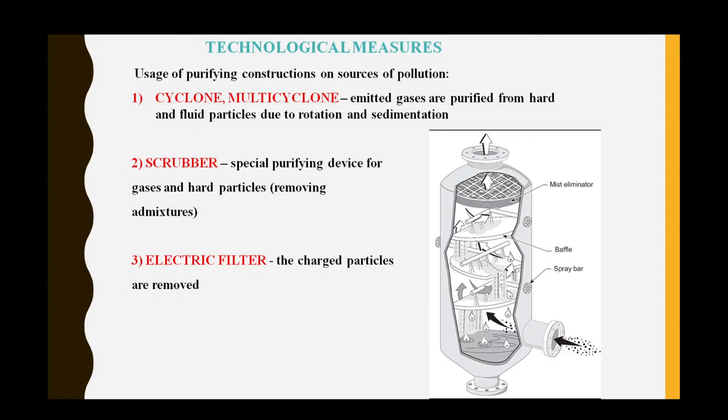If these measures work, usage of purifying construction on sources of pollution. These special technologies may be cyclone, multi-cyclone: emitted gases are purified from hard and fluid particles due to rotation and sedimentation. Scrubber, special purifying device for gases and hard particles. And electric filter, the charged particles are removed.